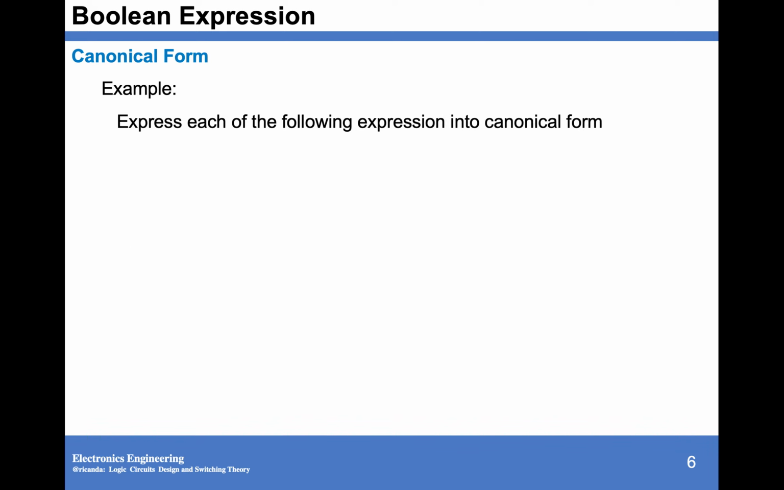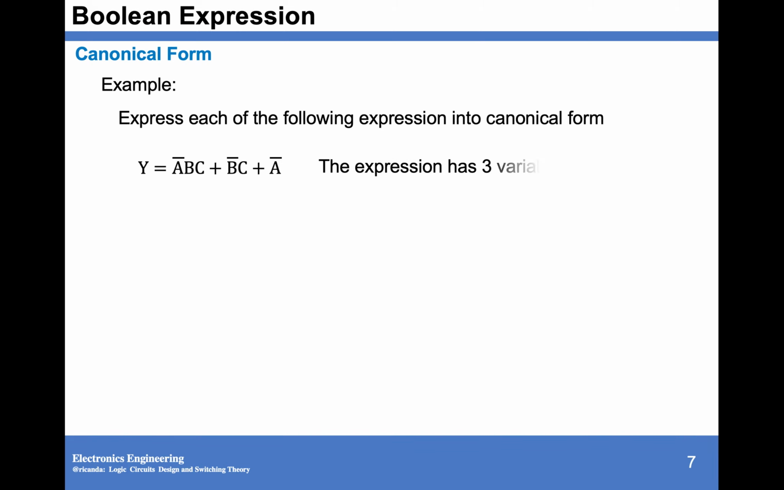So we have this example. If we have to express the following expressions into a canonical form. Sample number 1, we have Y equals A bar B C or B bar C or A. Number 2 expression, we have the quantity A or C, and with your quantity B bar or C, and with your C bar. So we begin with your first expression. In your first expression, it has three variables. It is A, B, and C. For your first term, it already has three variables.